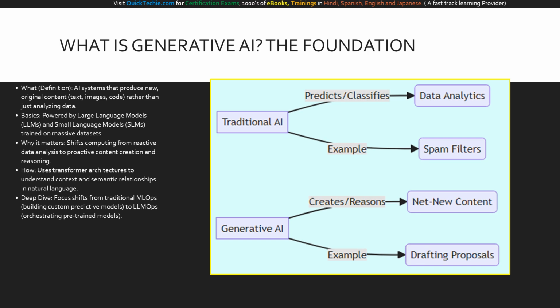Let's look at this visual breakdown to solidify the concept. On the screen, you see a direct comparison that highlights the evolution of artificial intelligence. On the top path, we have traditional AI. Its primary function is analyzing existing data to predict outcomes or classify information like a spam filter or a sales forecasting tool. It is highly valuable, but it is inherently reactive.